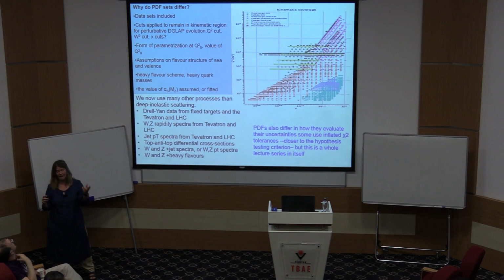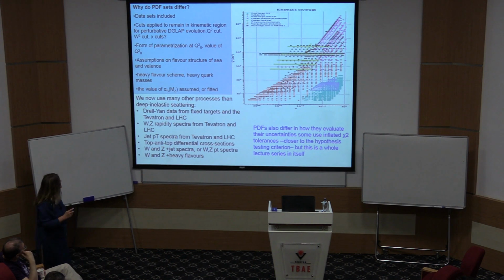Or you can do a variable flavor number scheme where once you've got enough energy to get a charm, you kind of assume that that charm is then part of your proton. Right? This is what most people in fact do. And again, you do the same with the beauty when you've got above the beauty thresholds. You kind of absorb them into your definition of what a proton is. And details like this can actually matter when it comes to the percent level precision we'd like to have in the end. Right? And the last thing they differ on is what value of alpha S do they actually assume you need to use?